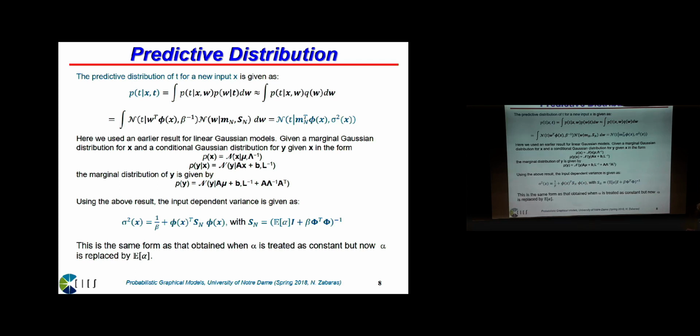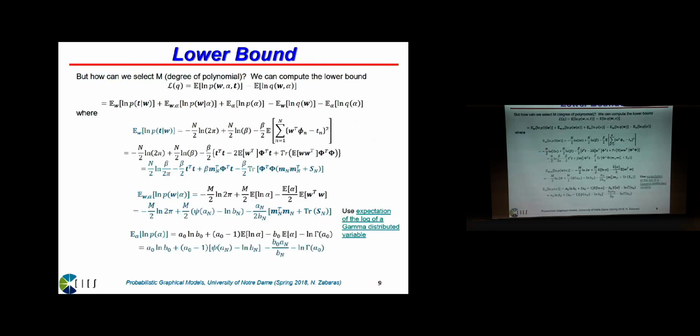And if you plug in things, you will notice again that this matrix Sn depends on the expectation of alpha and the design matrix phi. Obviously the expectation of alpha, we know it, assuming we have computed the variational approximation for the posterior of alpha.